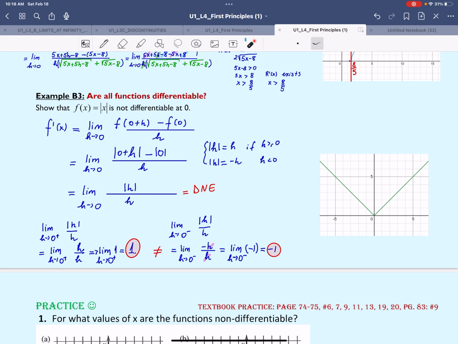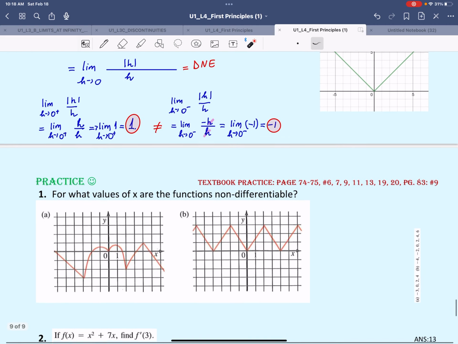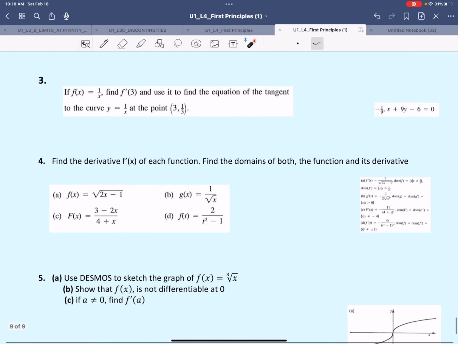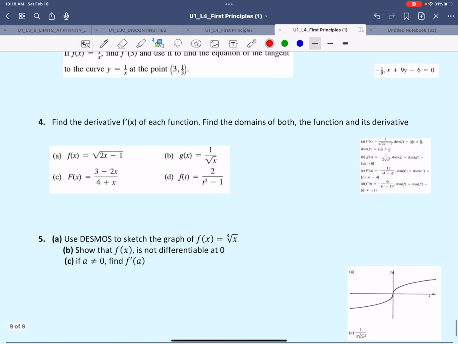I hope this made sense, and I hope that will prepare you well enough to complete the exercises for this lesson. For now, I would like you to just leave out the question number 4. We are going to revisit this in the next unit when we discuss the chain rule as well.